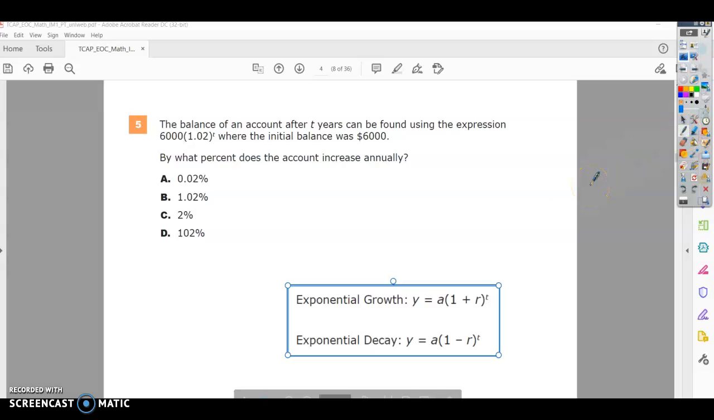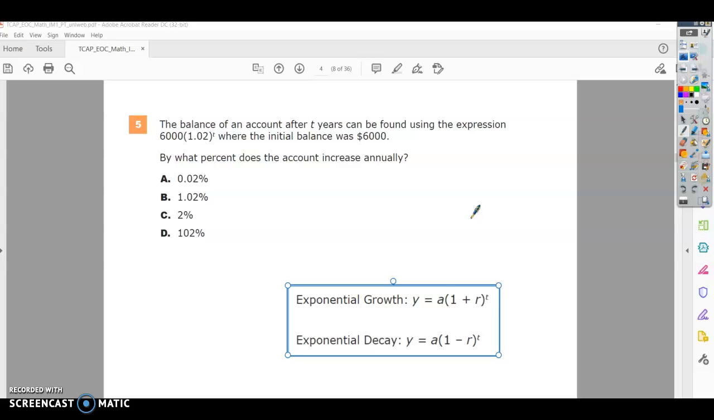Math 1 EOC Practice Test number 5. The balance of an account after 2 years can be found using the expression 6,000 times 1.02 to the t power, where the initial balance was 6,000. By what percent does the account increase annually?